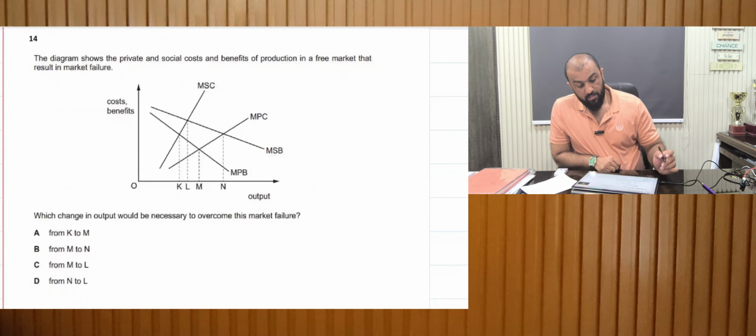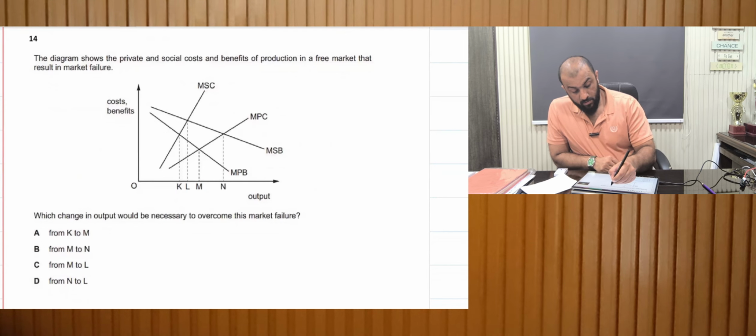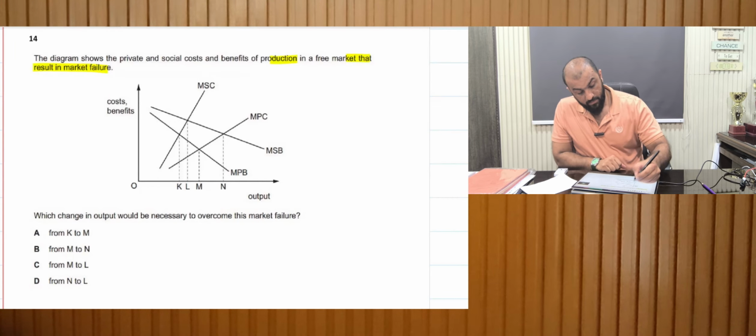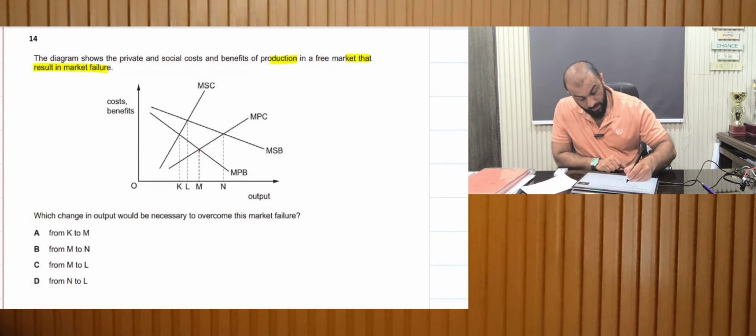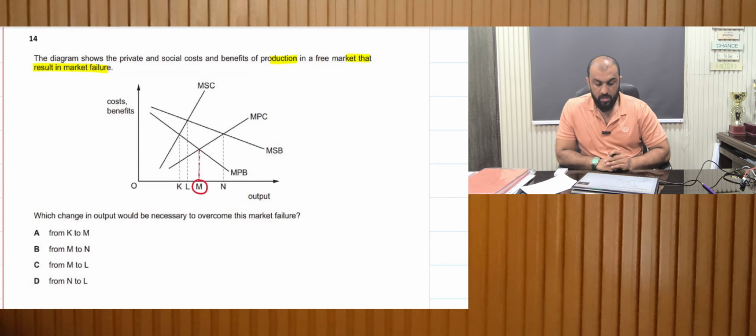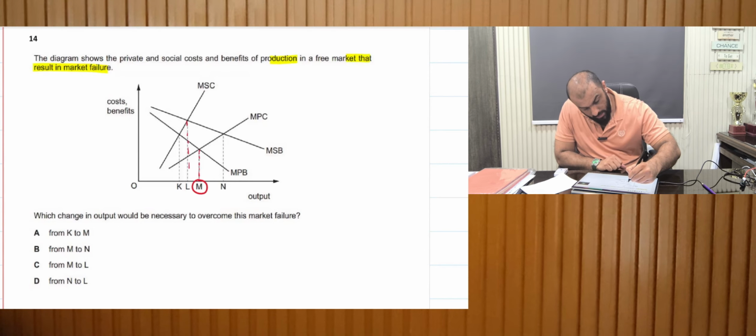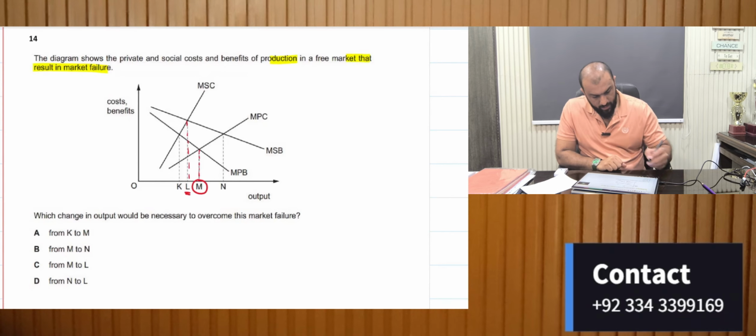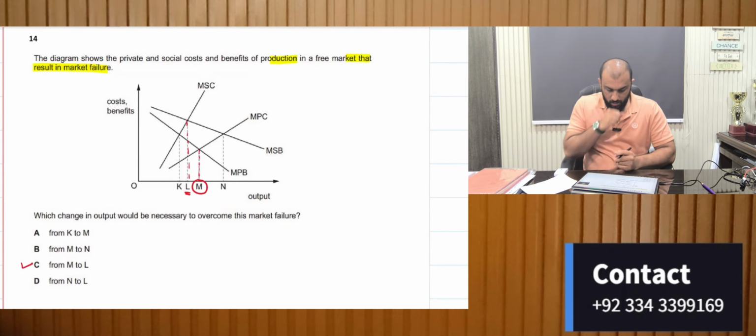The diagram shows the private and social cost and benefits of production in a free market that result in a market failure. Which change in output would be necessary to overcome this market failure? All right. So initially, if there is market failure, we are producing at this point, at point M, private cost and private benefit. Now, if we want to eliminate market failure, we need to produce at the quantity L. So we need to move from M to L, and that is C, right?